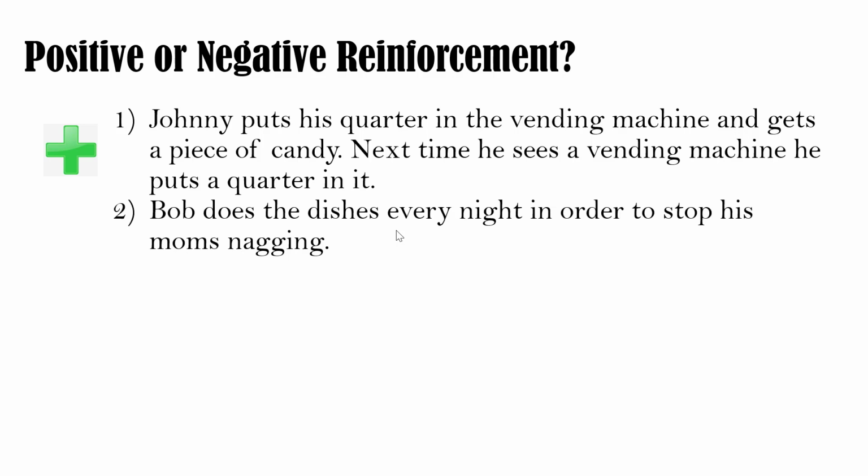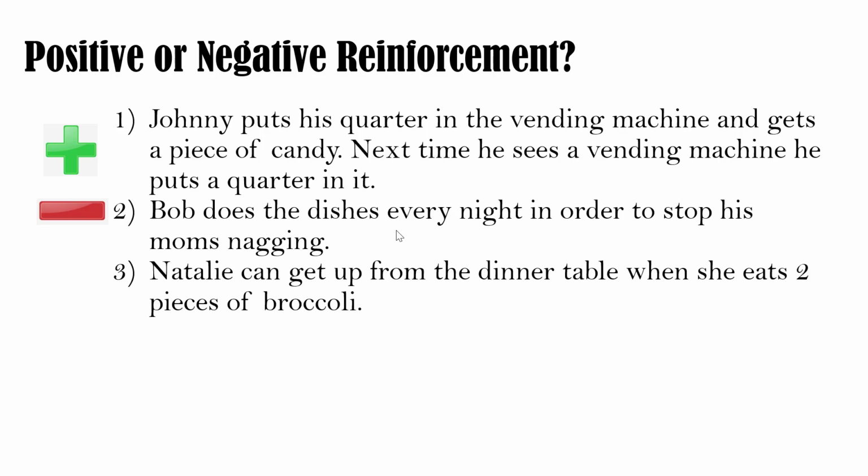Bob does the dishes every night in order to stop his mom's nagging. So the behavior is doing the dishes. Is it increasing or decreasing? We know that he does it every night, so it's increasing, so we know it's reinforcement. And then after he engages in the behavior, is something getting added or removed? We see that his mom's nagging gets removed, so this would be negative reinforcement.